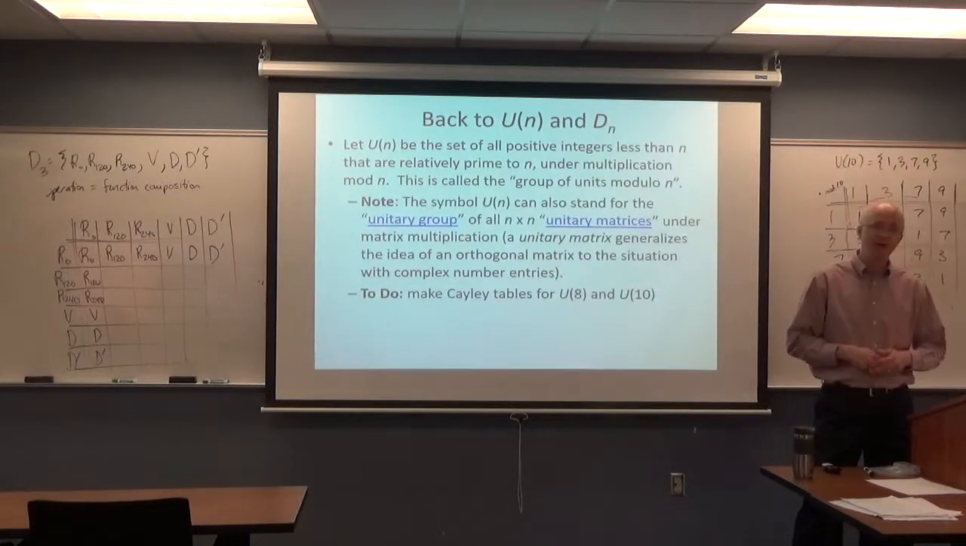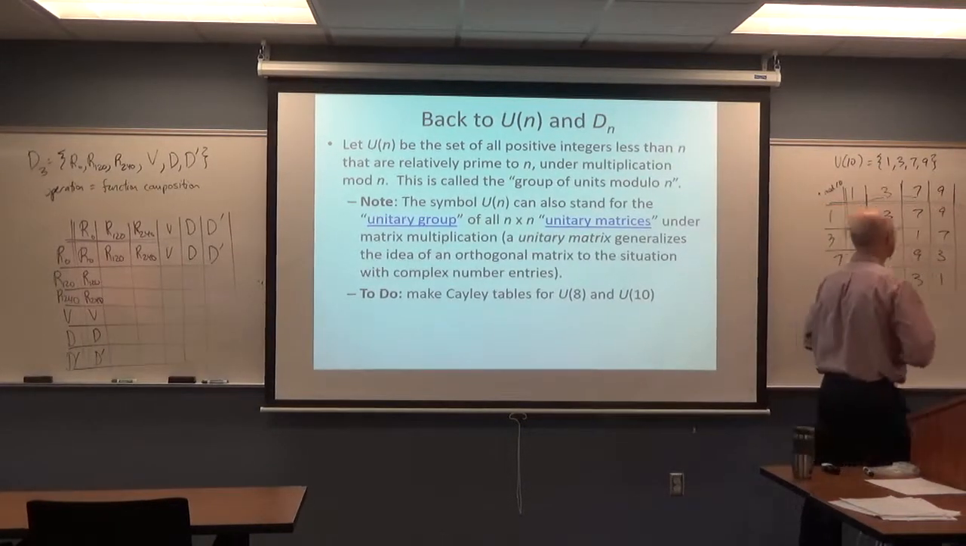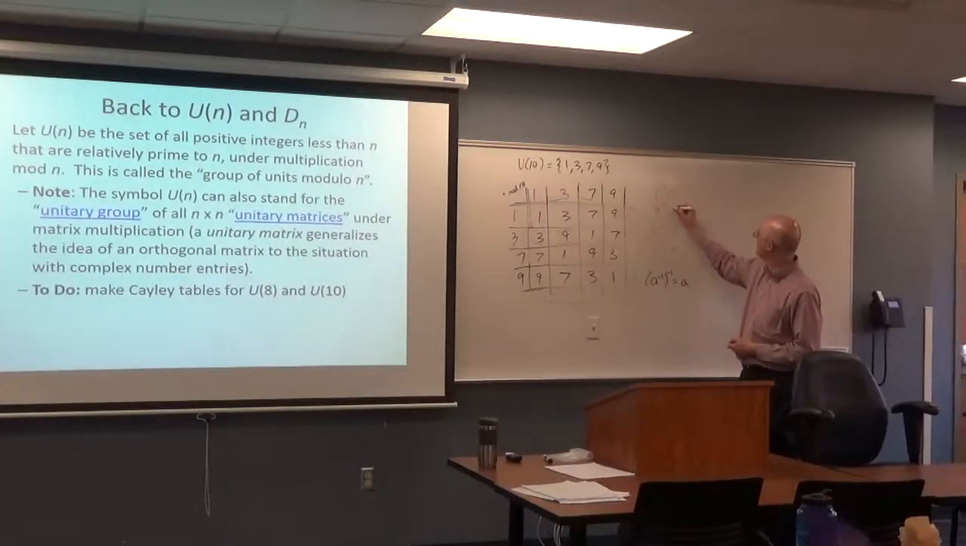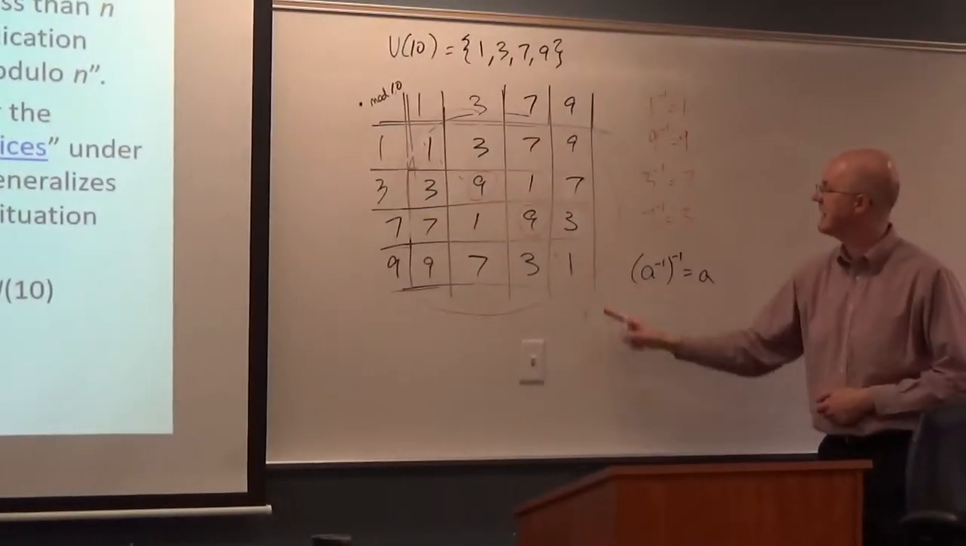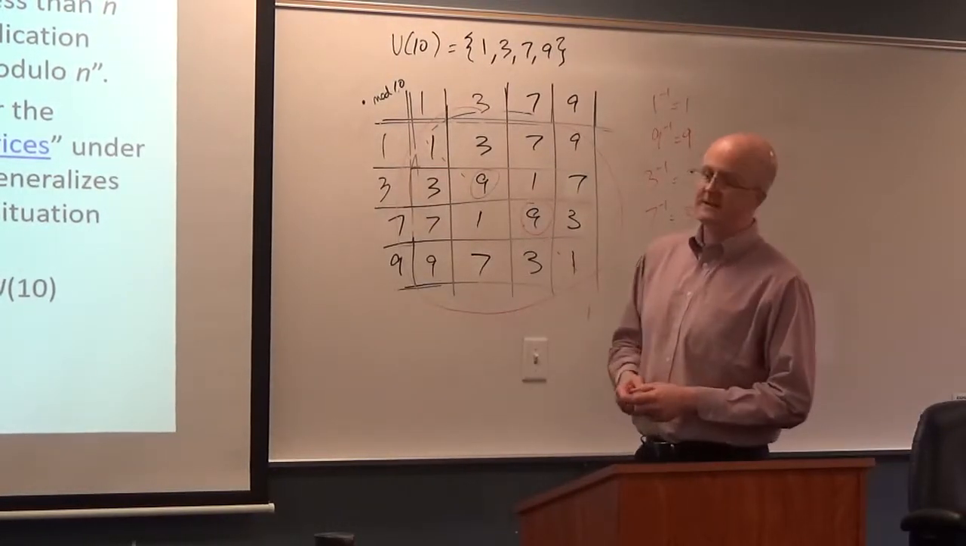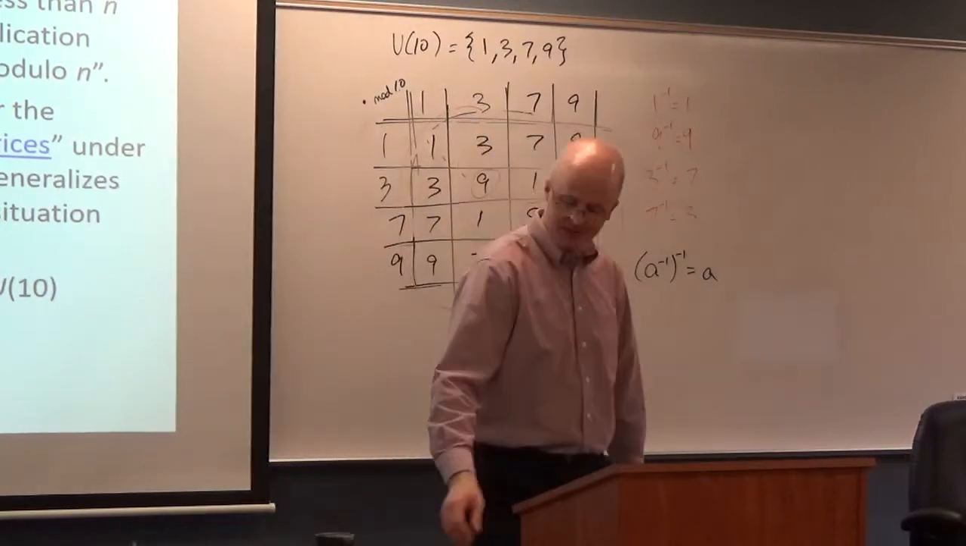All right, a mistake was pointed out right after we shut off the camera here. Obviously, I made a mistake here. The inverse of 9 is not 1, it's itself. 9 times 9 is 1 in this term.